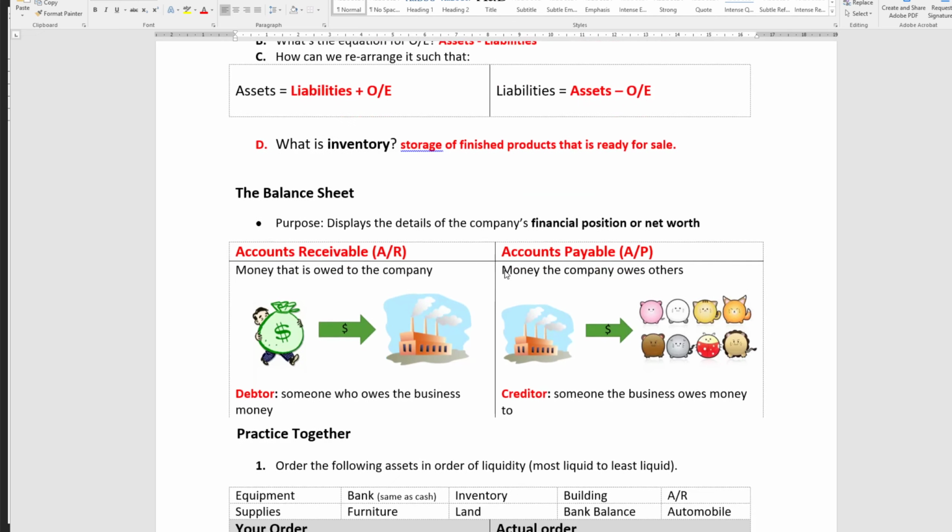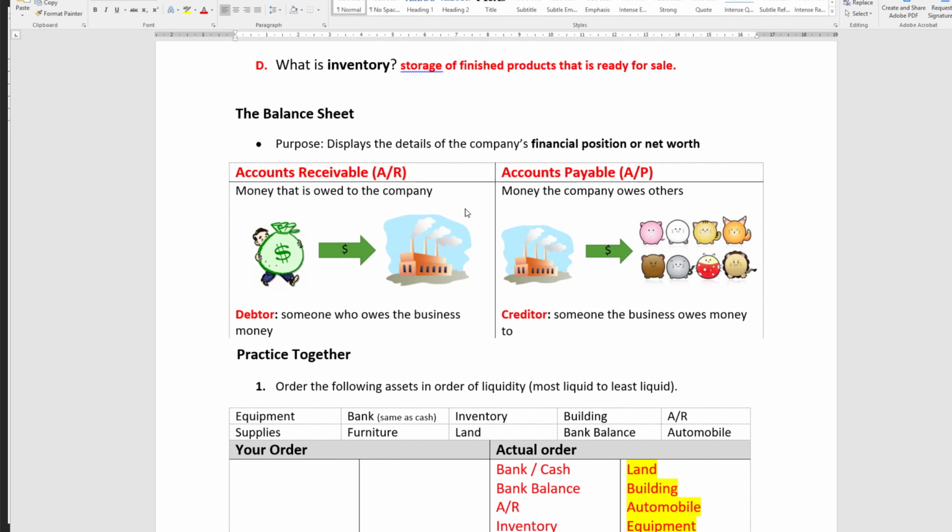So there's two new terms. There is accounts receivable or AR, and there is accounts payable, which is AP. Accounts receivable is considered an asset. If you want to put in brackets here, this is an asset. I'm just going to do it in a different color. Do blue. This is an asset.